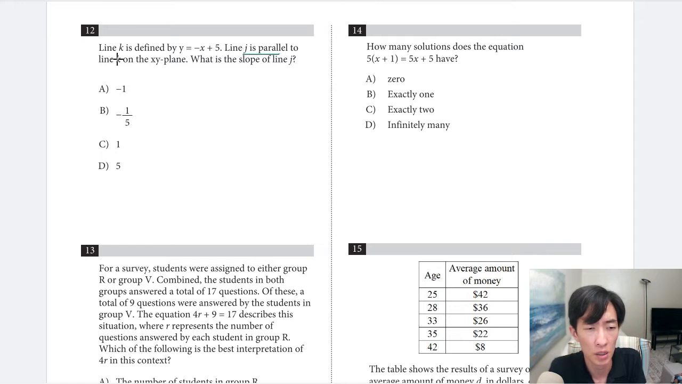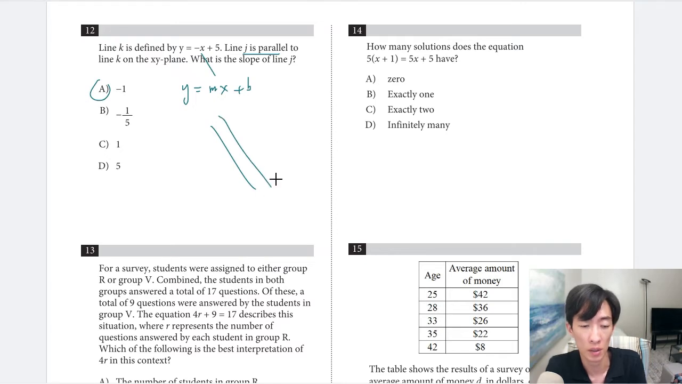Question 12, line K is defined by that equation. Line J is parallel to line K. What is the slope of line J? So we know this is in y equals mx plus b form. The slope of line K is -1. And parallel lines have the same slope, so it's also going to be -1. Remember, because parallel lines never intersect.